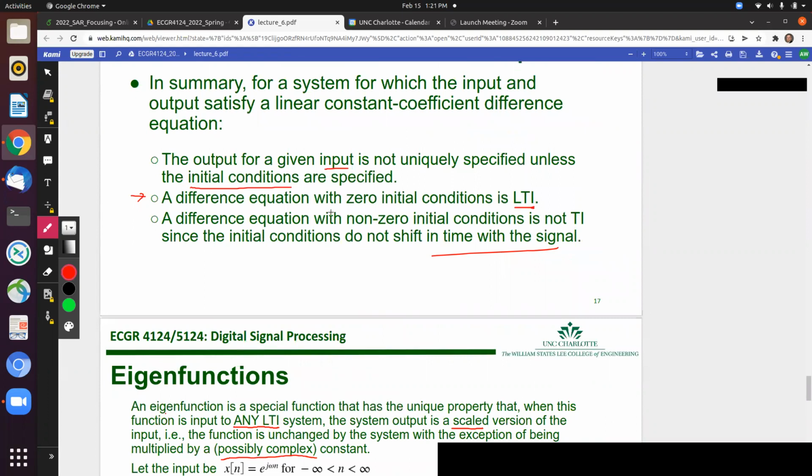Then we mentioned that a difference equation with 0 initial conditions is LTI. But if you have a non-zero initial condition, it is not time invariant. That's because the initial condition doesn't shift with the actual difference equation. So when you shift the difference equation, its response will shift in time, but since the initial condition doesn't shift, the system will have a different behavior. The behavior of the system depends upon the time of the input or the initial conditions, and so it's not time invariant.